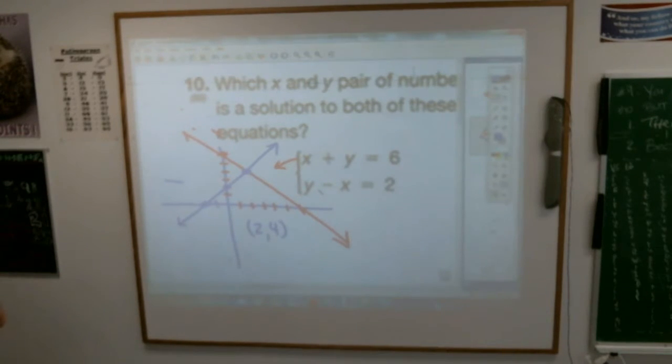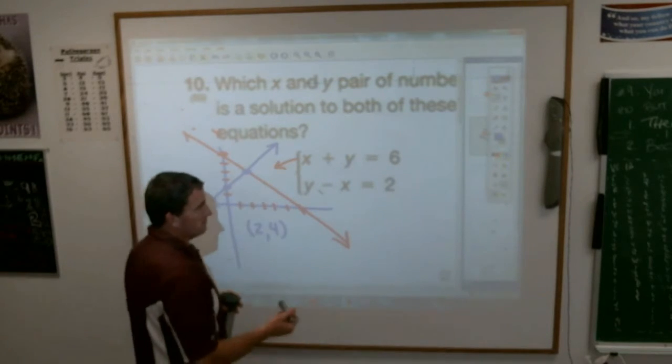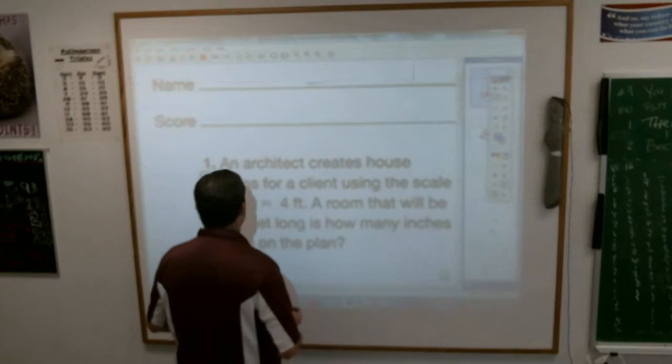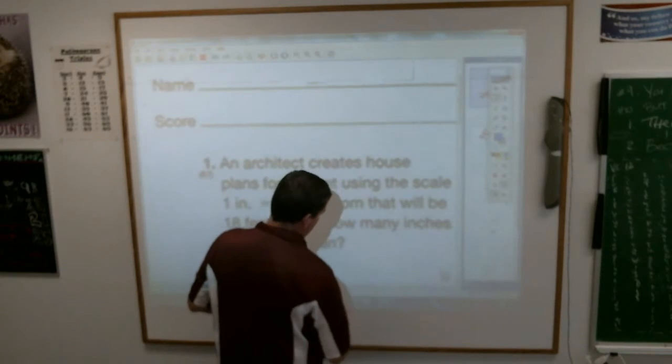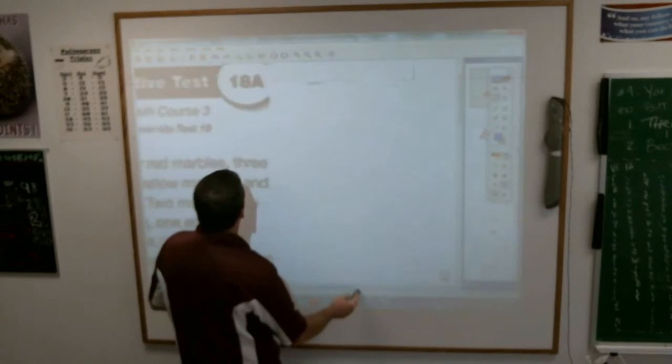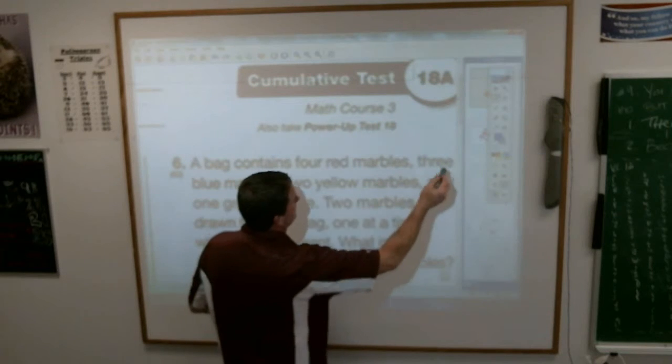Luke? I'm guessing that's on the other page because I just like flipping back and forth. Top of the other page? Yeah. Like right here? Oh, the bag of marbles.